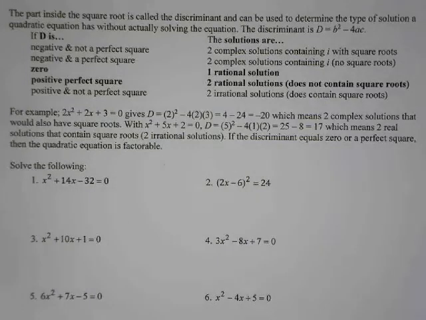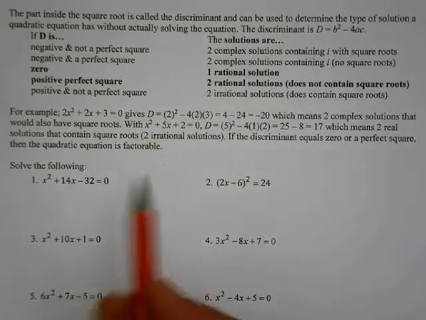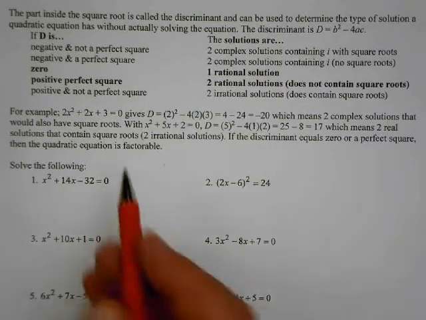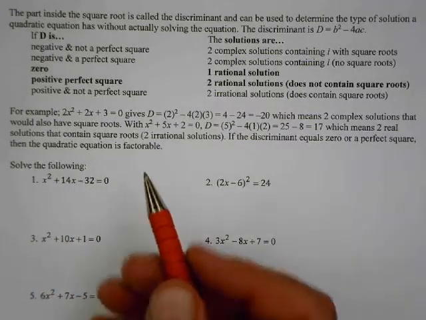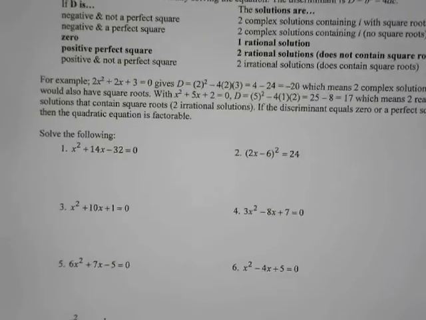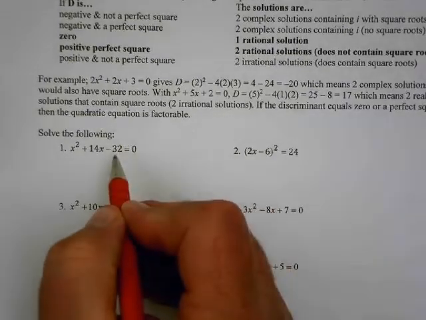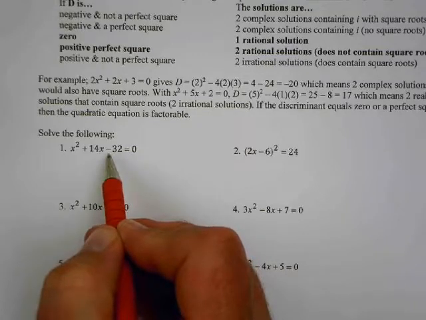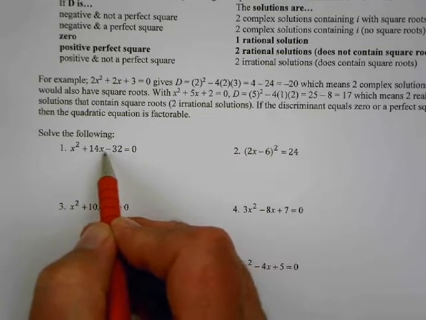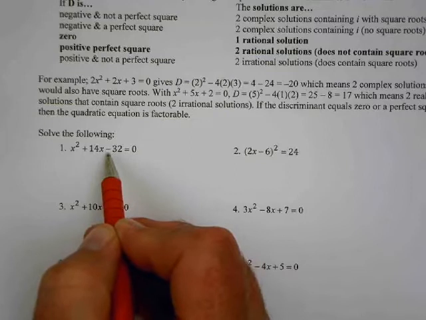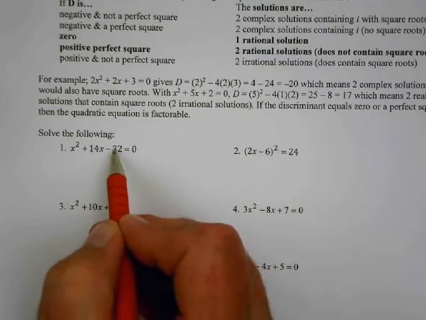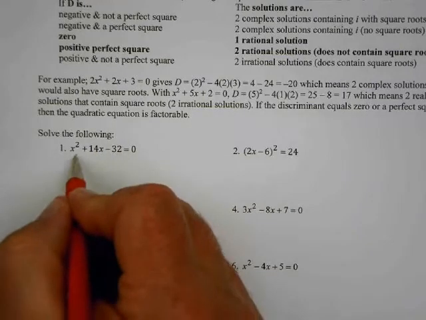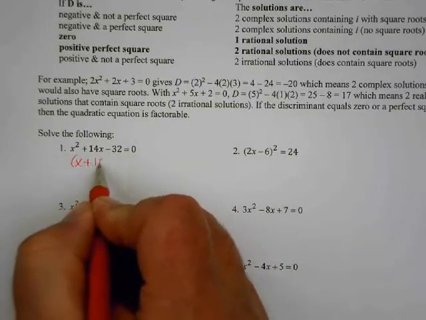First off, I want to solve the following. I want to first look to see if I can factor. Basically, what I'm looking for here is two numbers, one positive and one negative, because I have a negative 32 here. Two numbers that when I multiply will give me negative 32, but when I add them will give me 14.